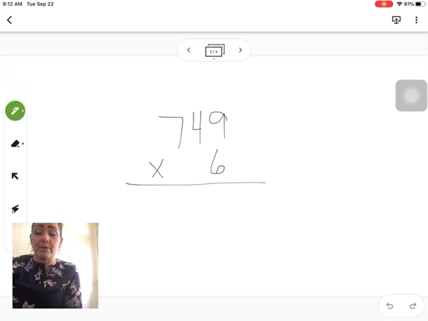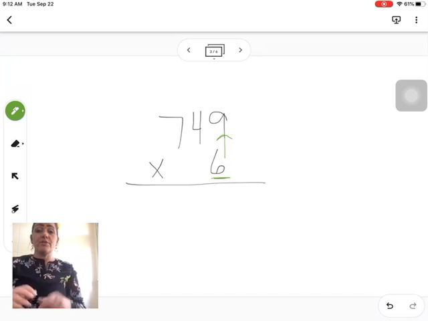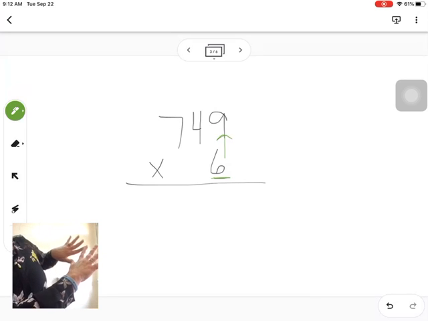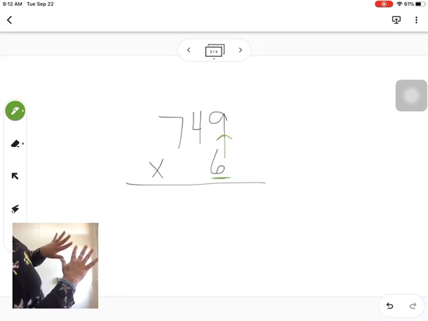All right, 3-digit by 1-digit. So again, we're going to start in the ones place. We're going to multiply 6 times 9. If you know the nines trick, you're going to look at your hand. You're going to put the 6th finger down. So this is 5. Put the 6th finger down. I have 5 fingers. Oh, I need to do it the other way for you guys. I have 5 fingers on this side, 4 fingers on this side, so it's 54.